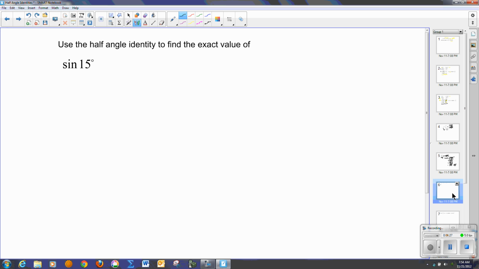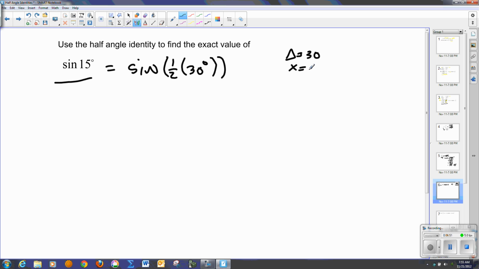We're going to use a half angle to find the exact value of the sine of 15. And so we know that 15 degrees is half of 30. So we really have the sine of a half of 30 degrees. So in this case, our angle value, delta, is equal to 30. Delta could just as easily be x. It really doesn't matter. All right.